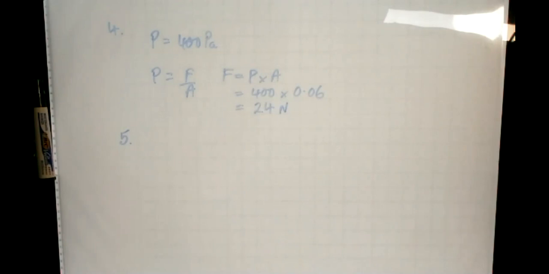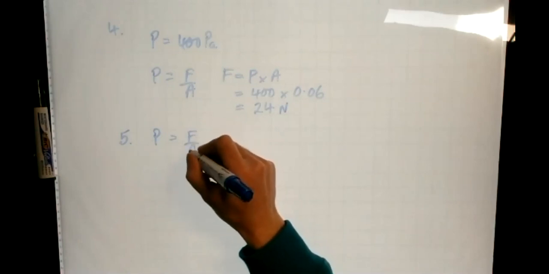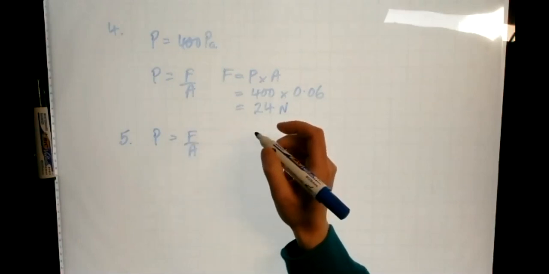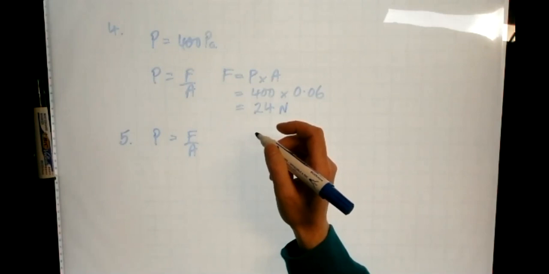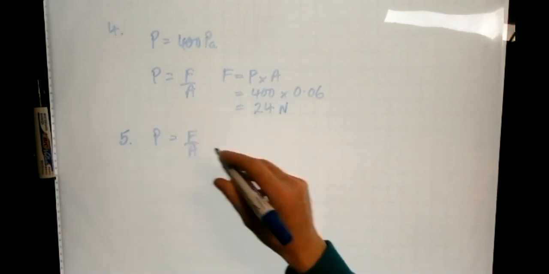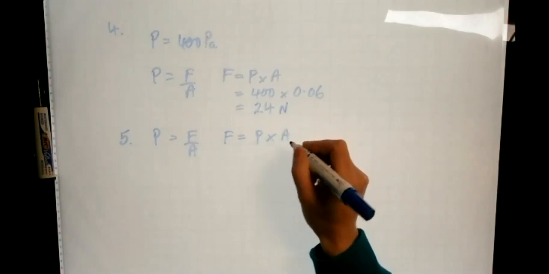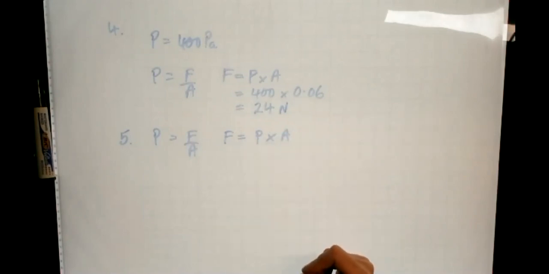Pressure equals force over area. Right. So now we calculate the force on the cover. So the force F. So rearranging the formula, F equals P times A. So pressure times area. Was it okay?